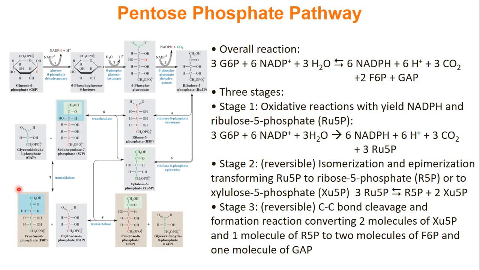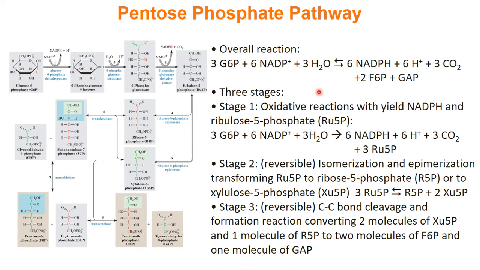So here's the overall pathway. We don't need to focus on every single step right now. We'll be doing that a little later on. We're just going to look at the overall picture of the pentose phosphate pathway. So the overall reaction is that 3 glucose 6-phosphates plus 6 NADP plus 3 water will go to 6 NADPH plus 6 hydrogens plus 3 carbon dioxides plus 2 fructose 6-phosphates and 1 glyceraldehyde 3-phosphate molecule. So that's overall what we're doing.